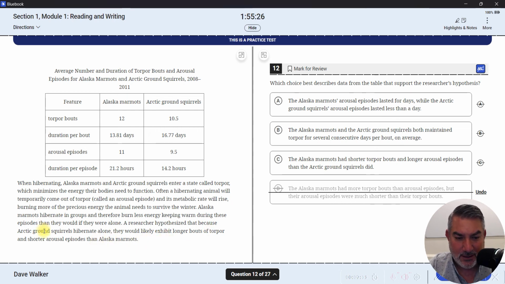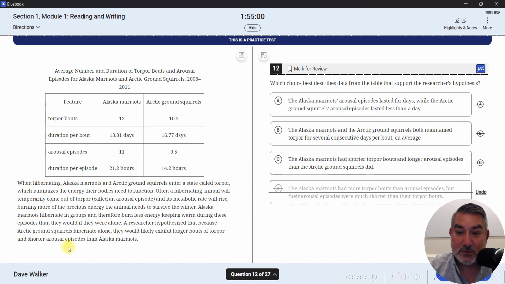Well, it says the squirrels are going to have longer bouts of torpor. Don't know what that is because I haven't read the passage and I haven't looked at the table, but longer bouts of torpor and shorter arousal episodes. Okay. So not only must the correct answer to support that claim talk about squirrels and marmots, but it also has to talk about torpor and arousal episodes.